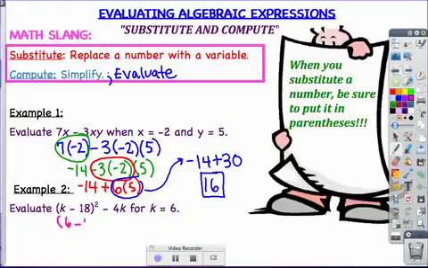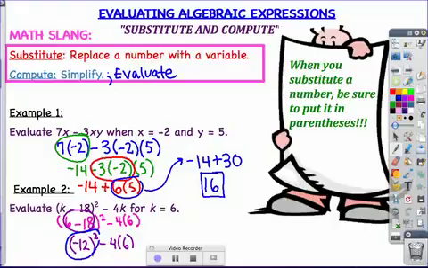I start with my parentheses. 6 minus 18 is -12, and that is still in parentheses because that quantity is being raised to the second power. Next is exponents. Negative 12 raised to the second power. Since both the negative and the 12 are being squared, I get a positive 144 minus 4 times 6.